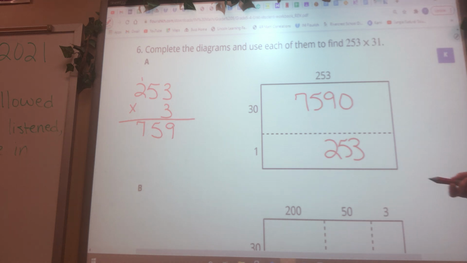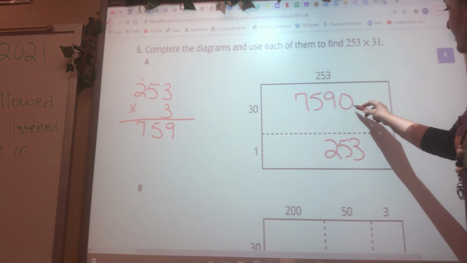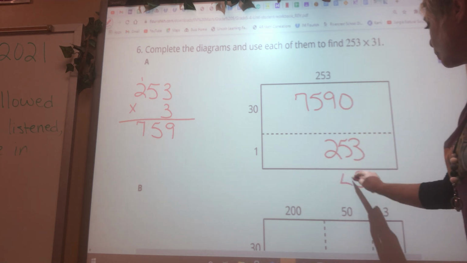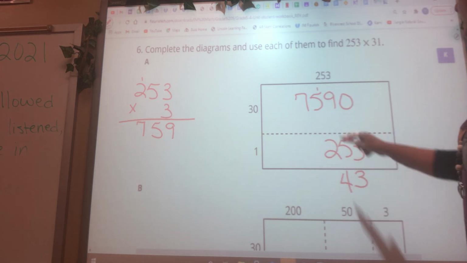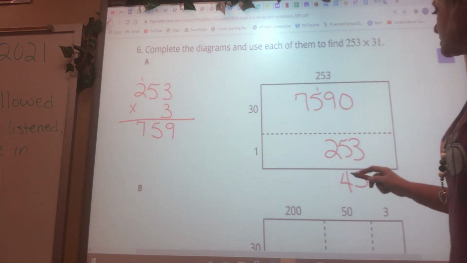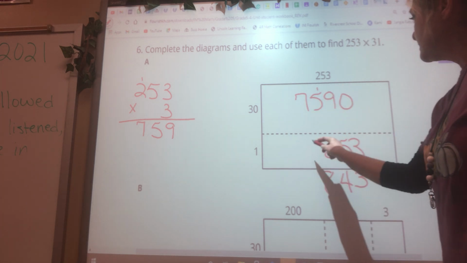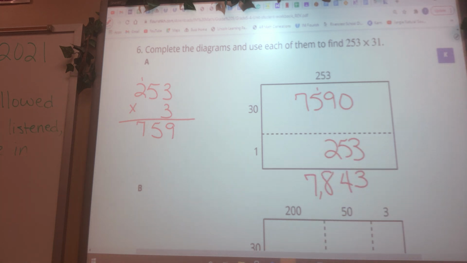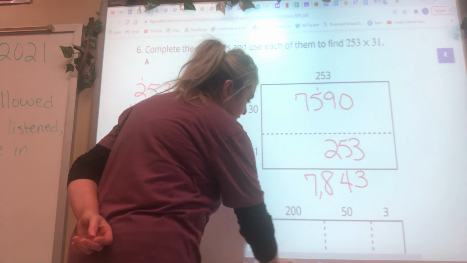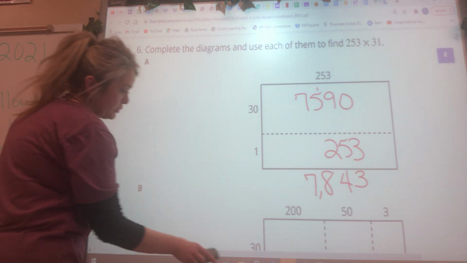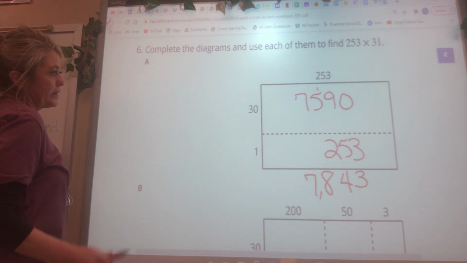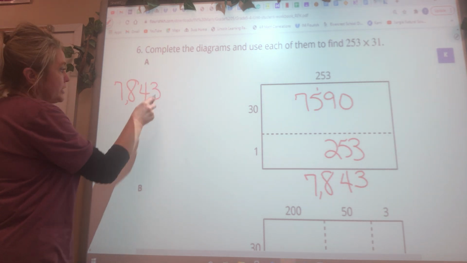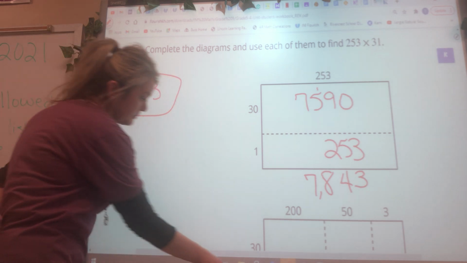And then if we add both of those together, we would have 0 plus 3 is 3. 9 plus 5 is 14, carry the 1. 5 plus 2 is 7, plus the 1 is 8. And 7 plus nothing is 7. So we would have 7,843 if we used the top diagram. So I'll just write that over here, 7,843. That's what we got when we used A.